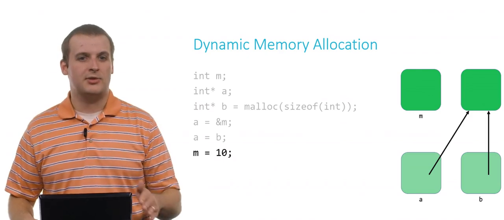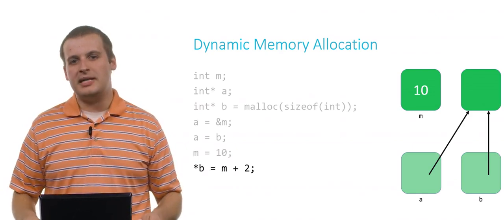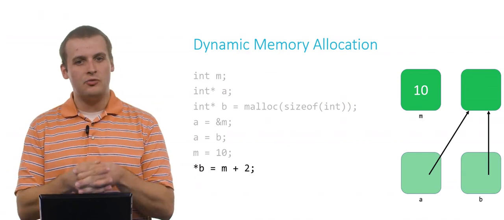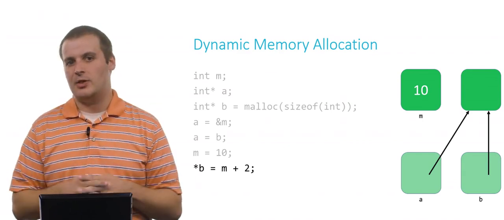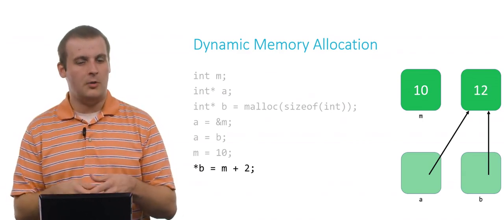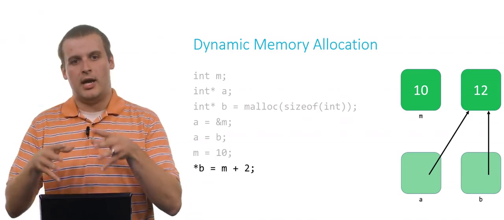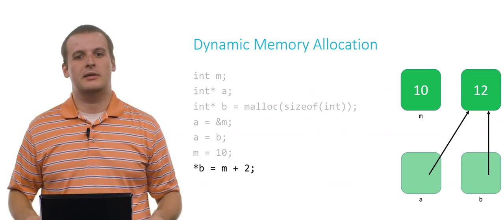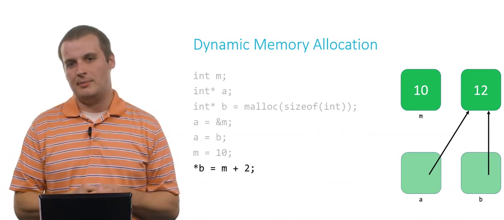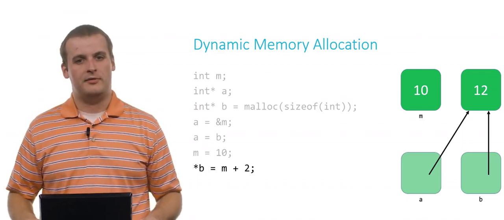m equals 10, probably the most straightforward thing we've done in a little bit. Puts a 10 in the box. Star b equals m plus 2. Recall from our pointers video what star b means. We're going to dereference b and put some value in that memory location. In this case, 12. So when we dereference a pointer, we just travel down the arrow, or put another way, we go to that memory address and we manipulate it in some way. We put some value in there. In this case, star b equals m plus 2 is just go to the memory pointed to by b, and put m plus 2 in there, 12.